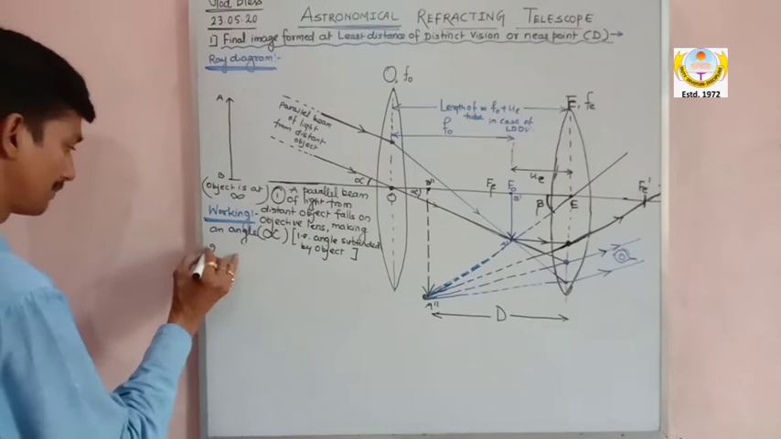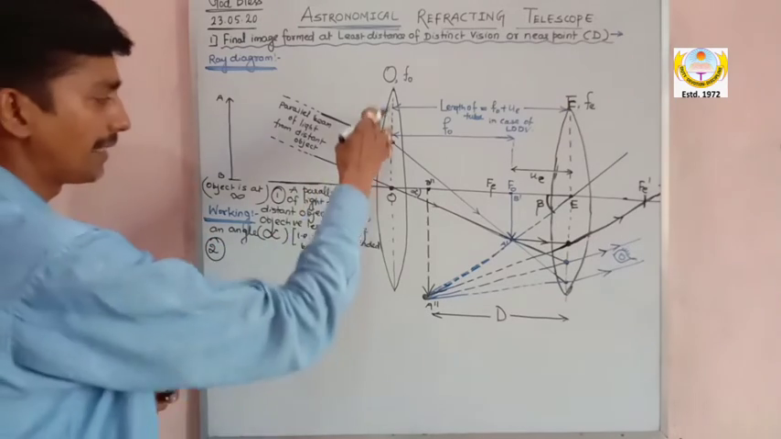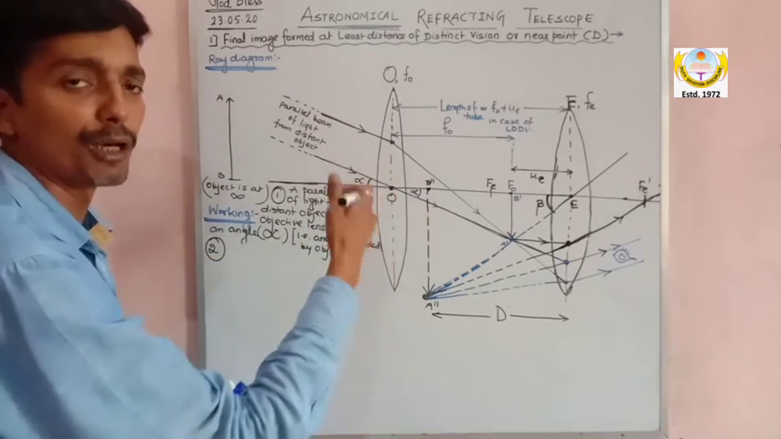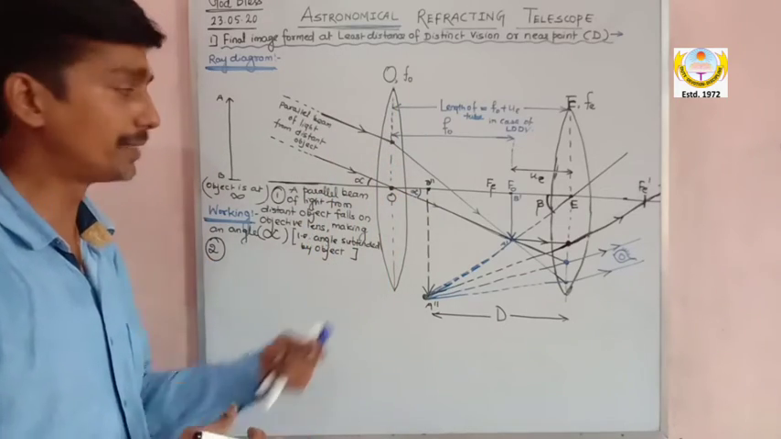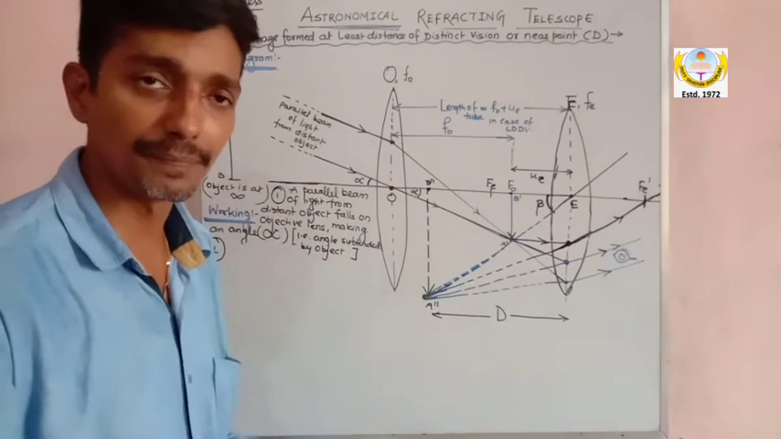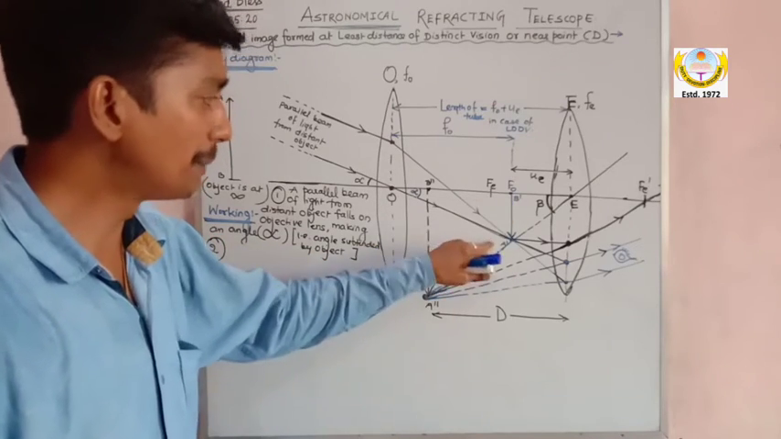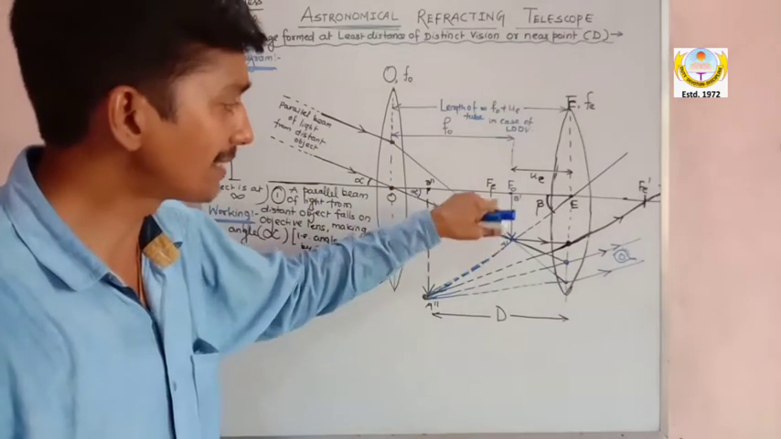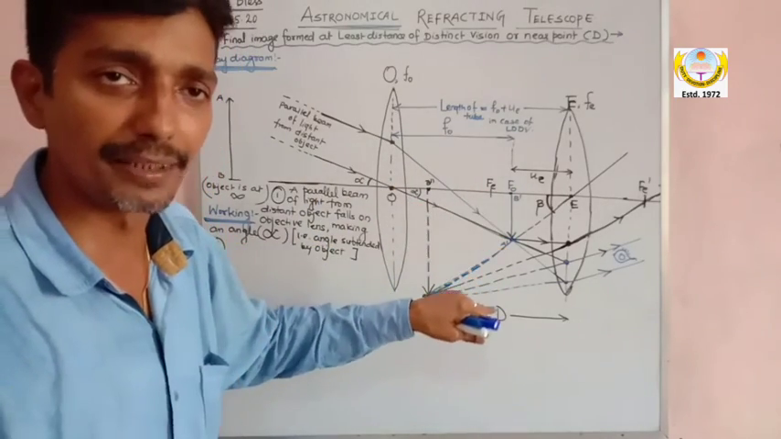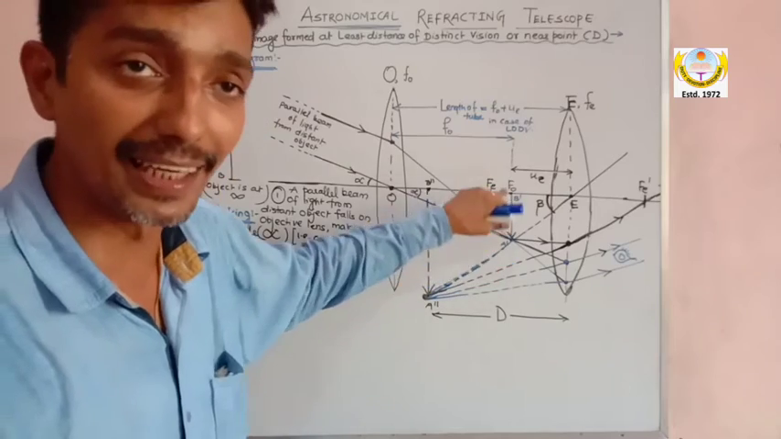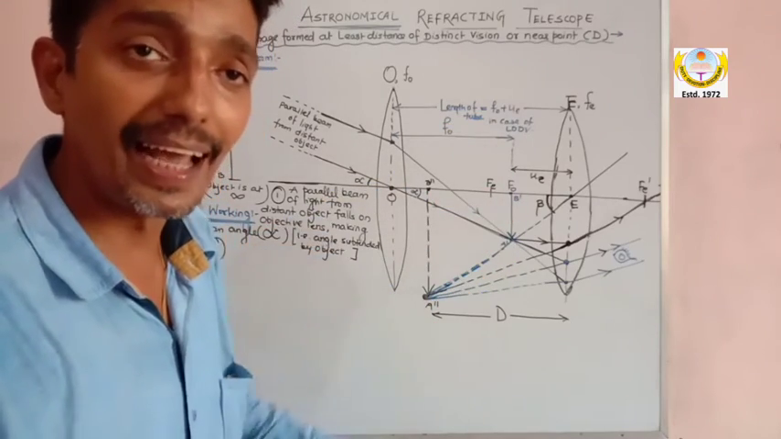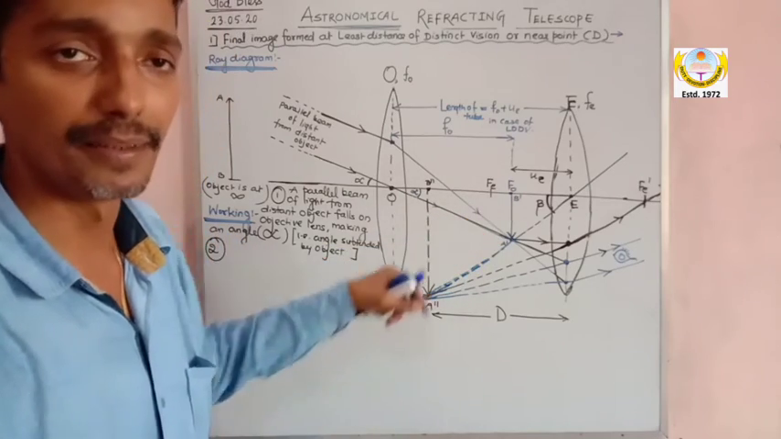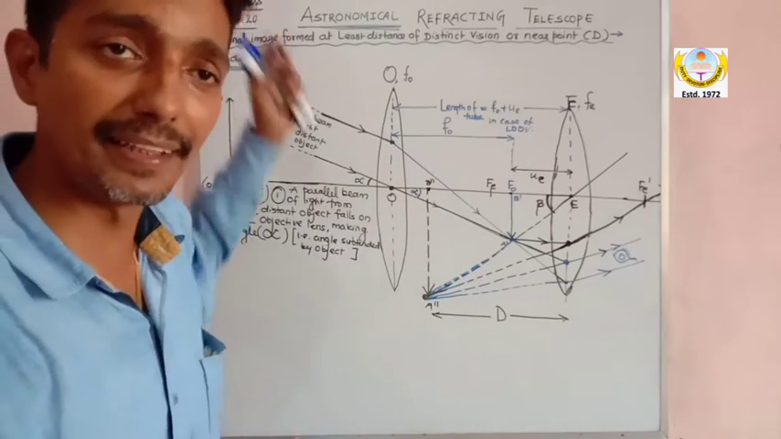Second point. Now, when the beam of light falls on the objective lens, what will the objective lens do? The objective lens will form its image. A dash B dash is the image formed by the objective lens, and this image you can see with your naked eye. The image is real, inverted, and diminished. Believe me, this is a diminished image because the object is at infinity.